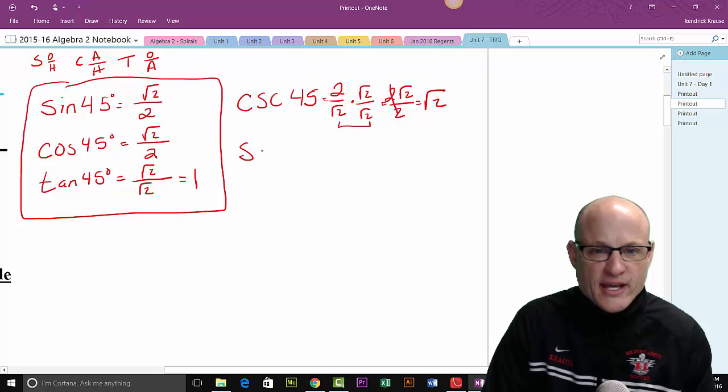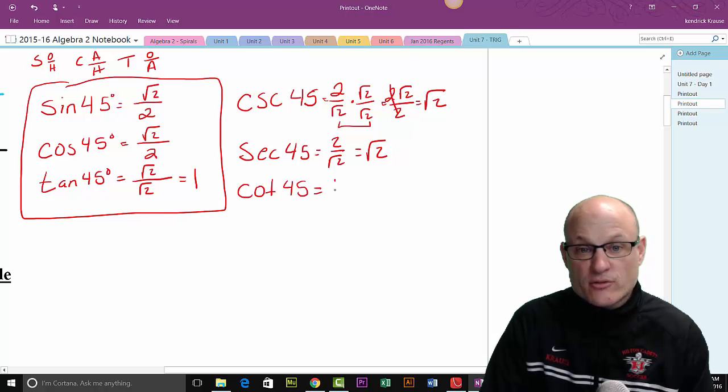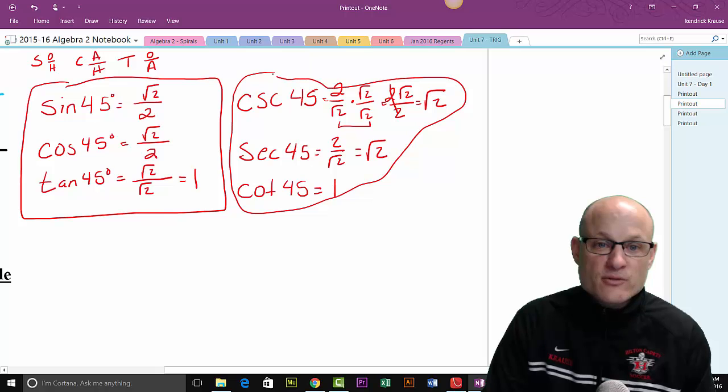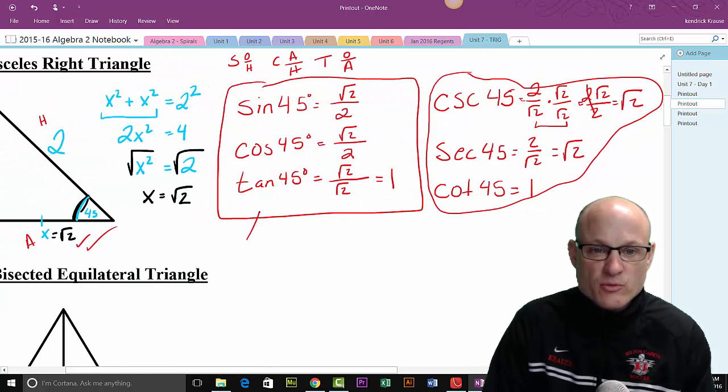Well then secant is still the reciprocal of cosine, which is 2 over radical 2, so that also must equal the square root of 2. And cotangent is pretty easy. It's the reciprocal of 1. Well, the reciprocal of 1, guess what, is just 1. So those are your 6 trig functions for 45 degrees. Those are going to be committed to memory eventually. Mostly these will be.